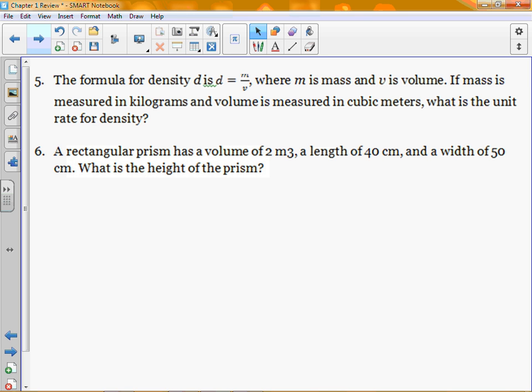Okay, we're fixing to take a turn. It'll get kind of interesting here, so hang with me. The formula for density is D equals M over V, where M is the mass and V is the volume. If mass is measured in kilograms and volume is measured in cubic meters, what is the rate for density?